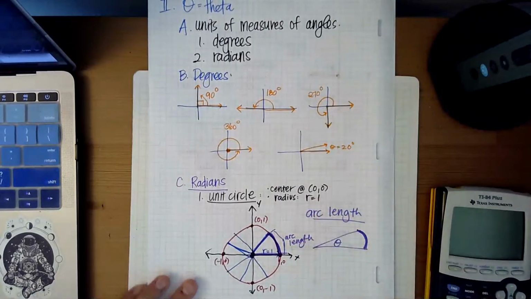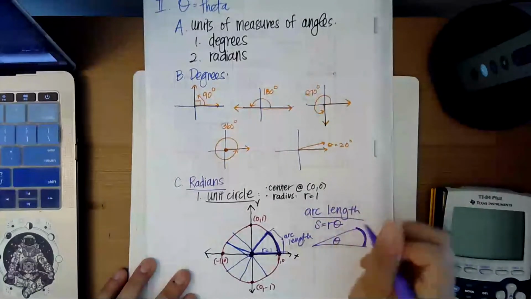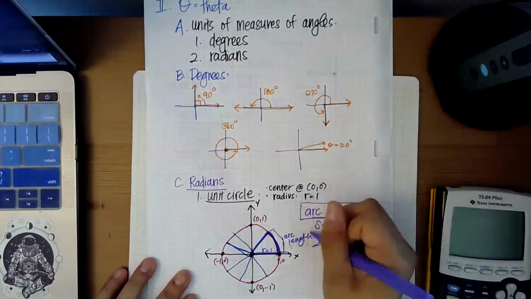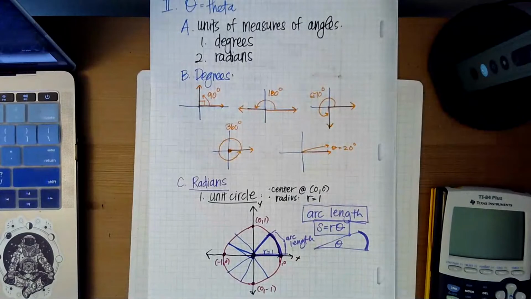And I want to recognize that the arc length formula is S equals R theta. Okay, that's the formula for arc length. And the theta must be in radians. Arc length does not use degrees. So just a little crash course.